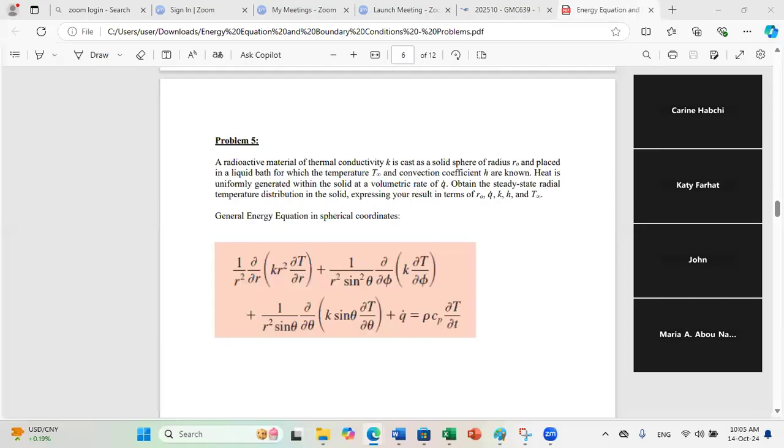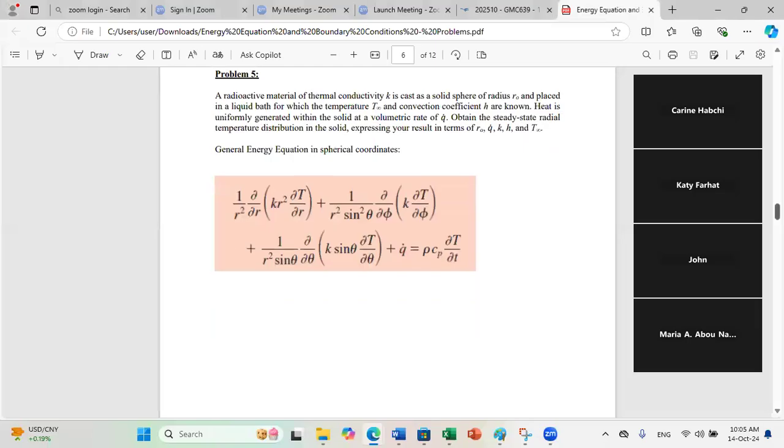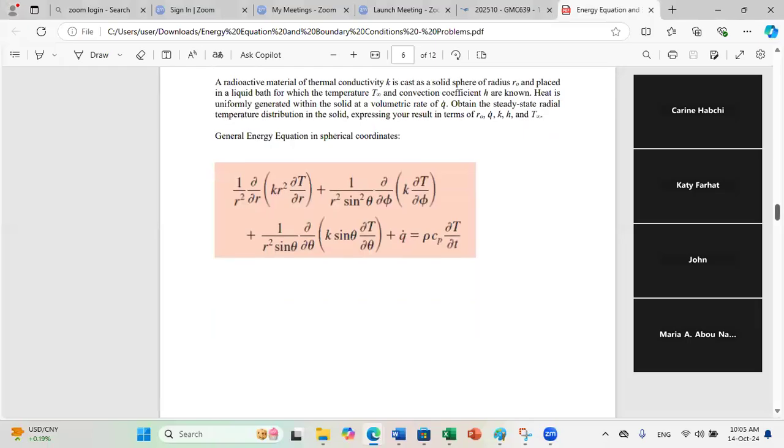A radioactive material of thermal conductivity K is cast as a solid sphere of radius R0 and placed in a liquid bath for which the temperature T infinity and convection coefficient H are known. Heat is uniformly generated within the solid at a volumetric rate of Q dot.